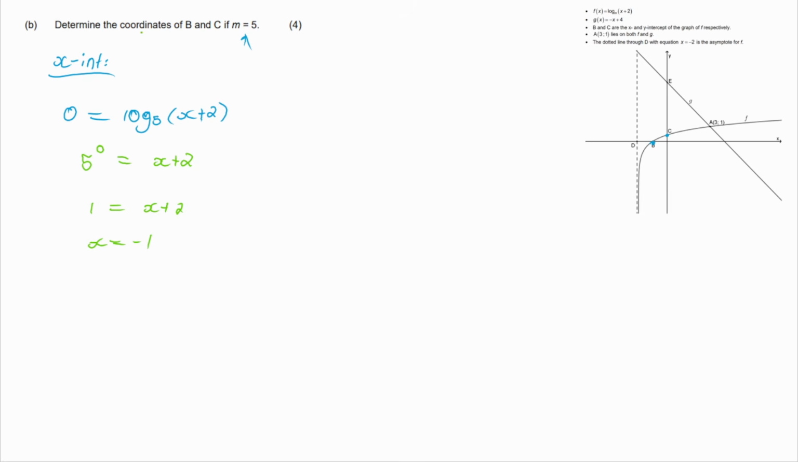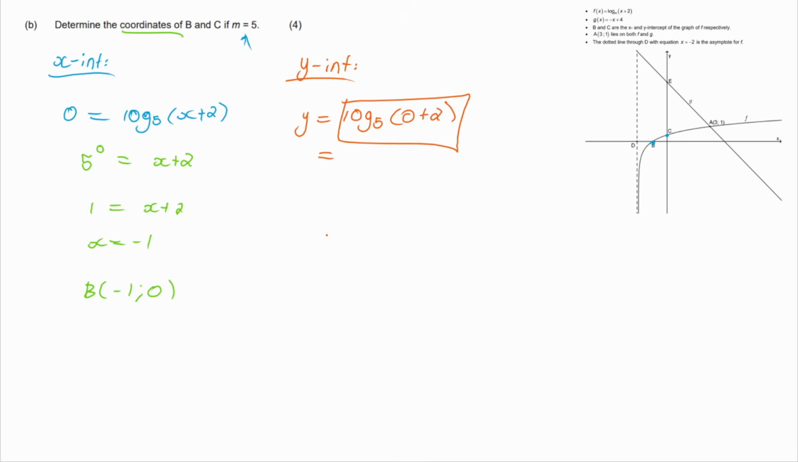Very important, give the coordinates though. So b is the point (-1, 0). Now to find c, c is the y-intercept. So to find the y-intercept, we set x equal to 0. So we get y is equal to log 5 of (0 plus 2). When you do this we're going to have to put it in our calculator.